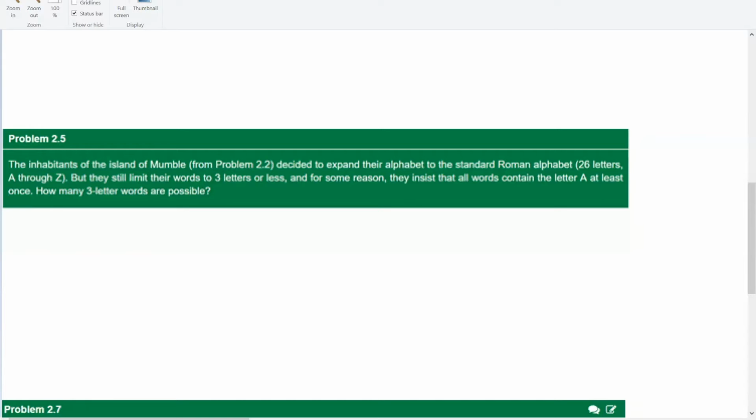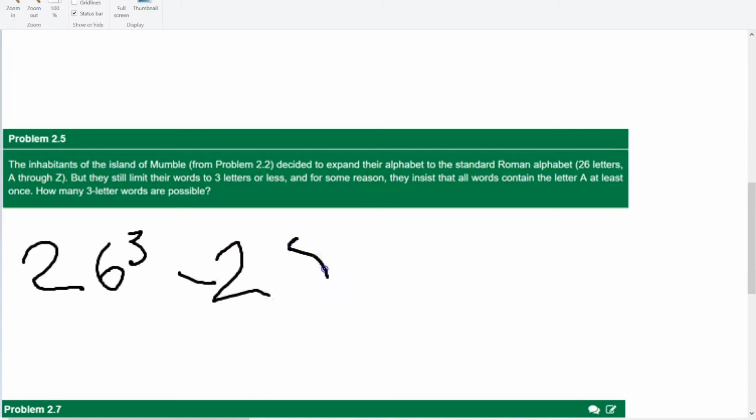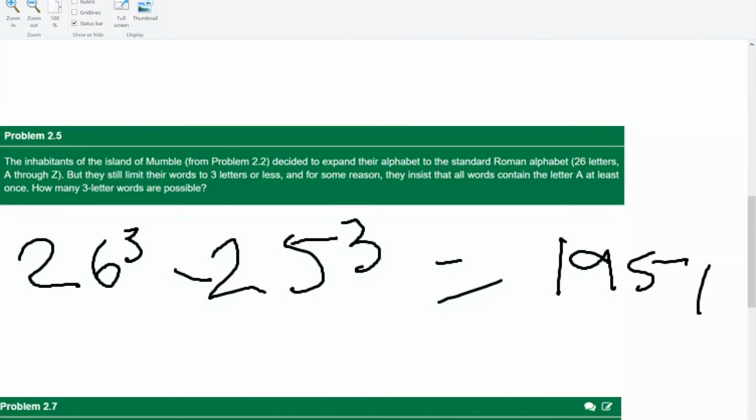We know that there's 25 options for each letter in the 3-letter word that cannot contain an A, since we subtract 1 from 26. Hence, there's 25 to the 3rd ways the Mongolians can create a 3-letter word with no A's. Subtracting 25 cubed from 26 cubed gives us an answer of 1,951. Easy as pie.